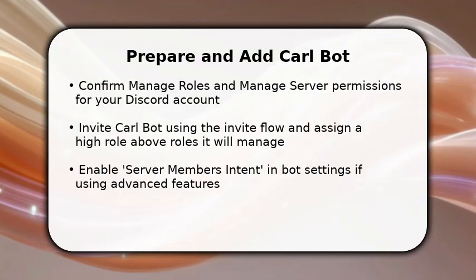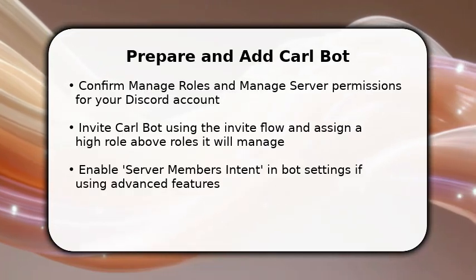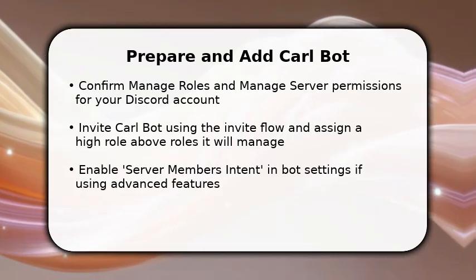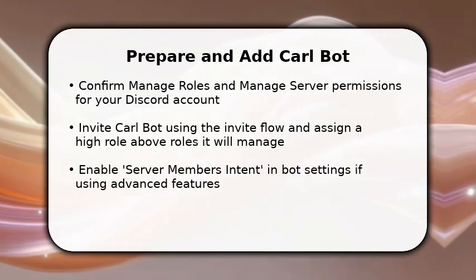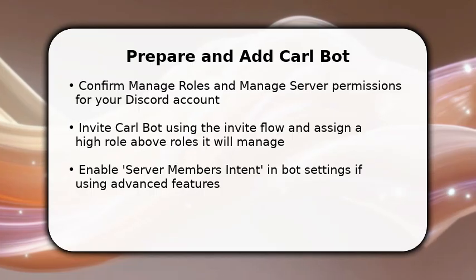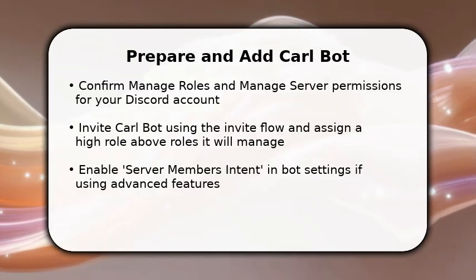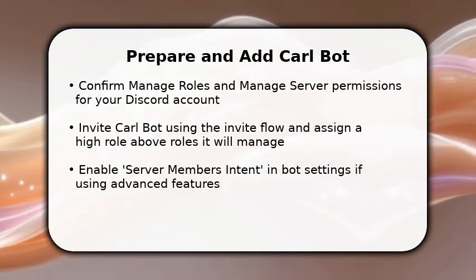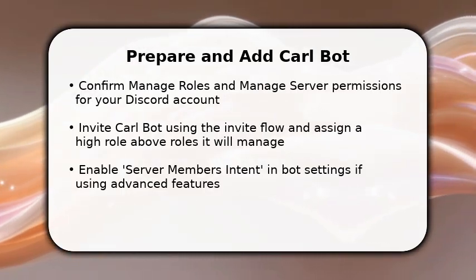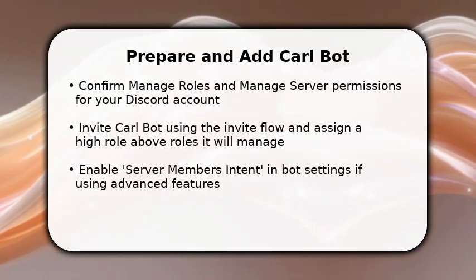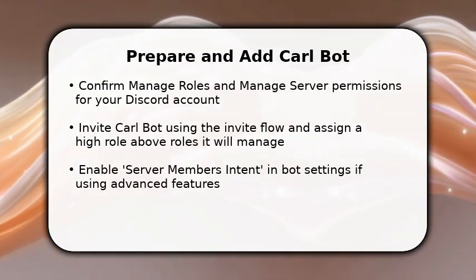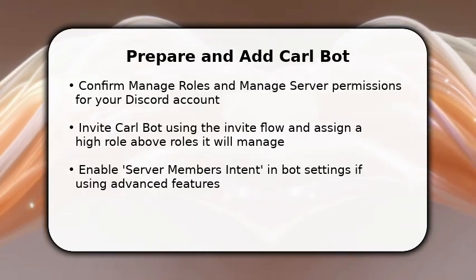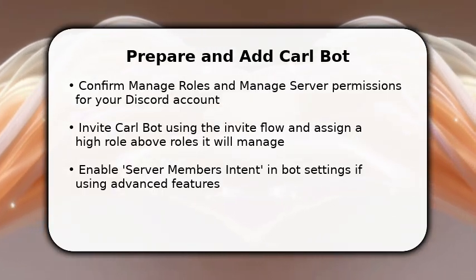You start by making sure you have the right permissions: manage roles and manage server. Next, invite Carl bot to your server and place its role above the roles it will assign, because Discord enforces role hierarchy. Once done, enable any required intents or gateway options in Carl bot's dashboard for advanced role automation. You do this now so the bot can create, edit, and assign roles without permission errors. Make sure the bot is online before proceeding to command setup.